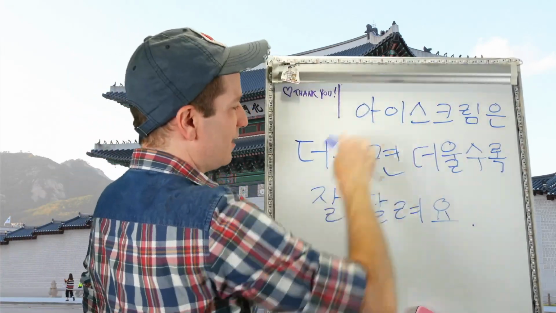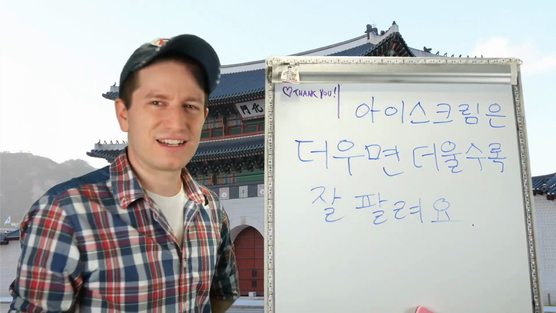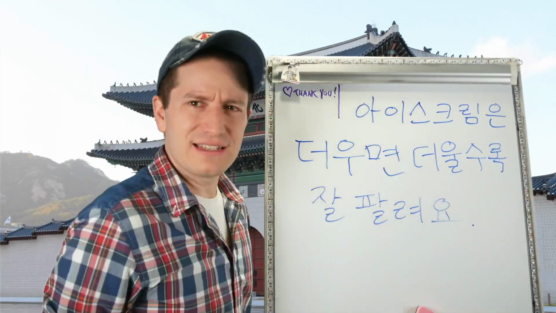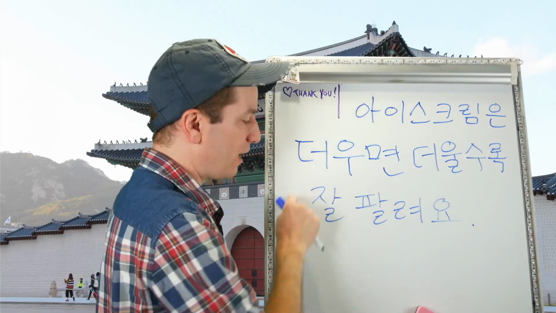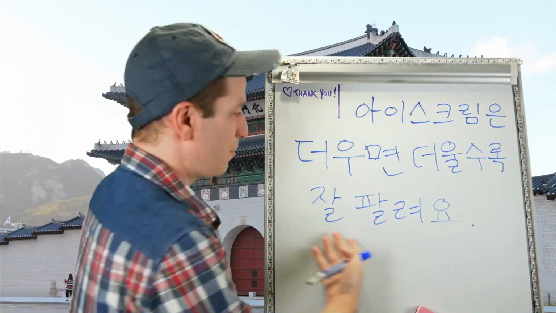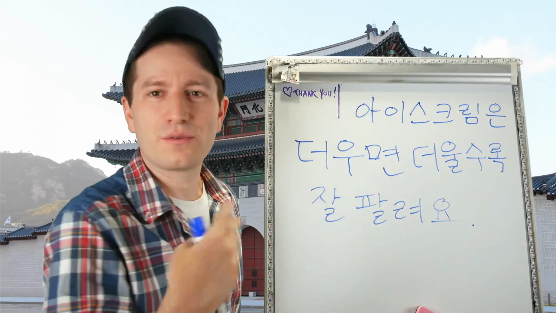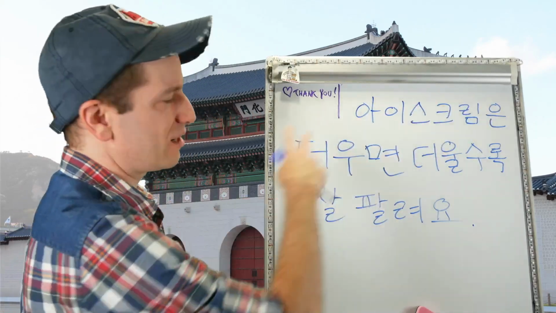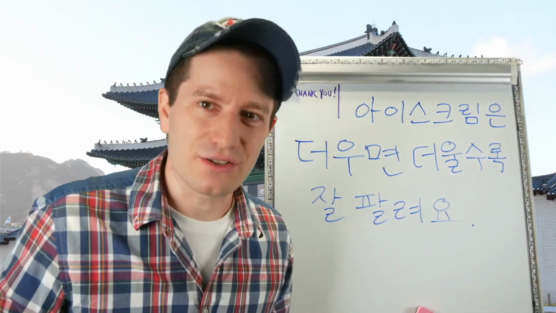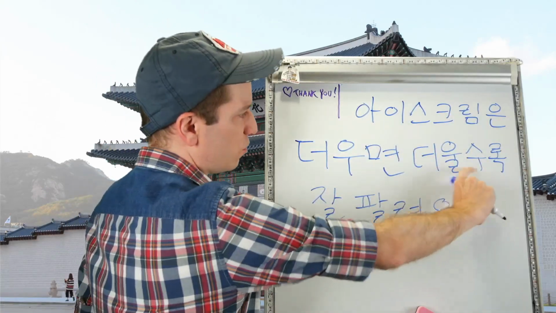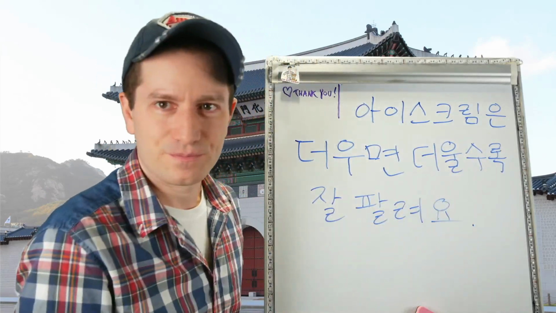아이스크림은 덥다, to be hot, when the weather's hot. 더울수록. So the hotter it is, the more 잘, well, 팔리다, to sell. The better it sells. The hotter the weather, the better it sells. So when it comes to ice cream, the hotter the weather, the better it sells. 아이스크림은 더우면 더울수록 잘 팔려요.